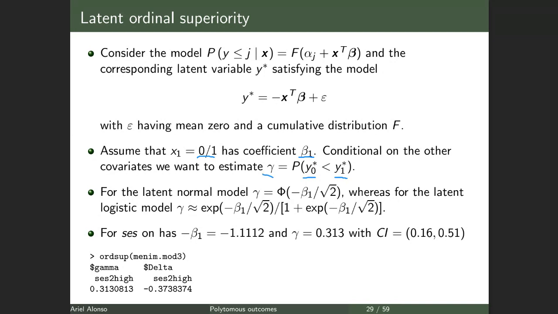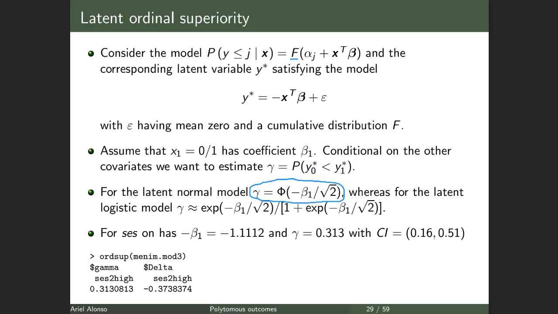And people sometimes call this the latent ordinal superiority. I want to see if at the latent level, individuals in group 1 tend to have larger responses than individuals in group 0. Now, if you use the normal model, so if this F over here is just the cumulative distribution of a normal distribution, then you can show that you can calculate that gamma probability in this way.